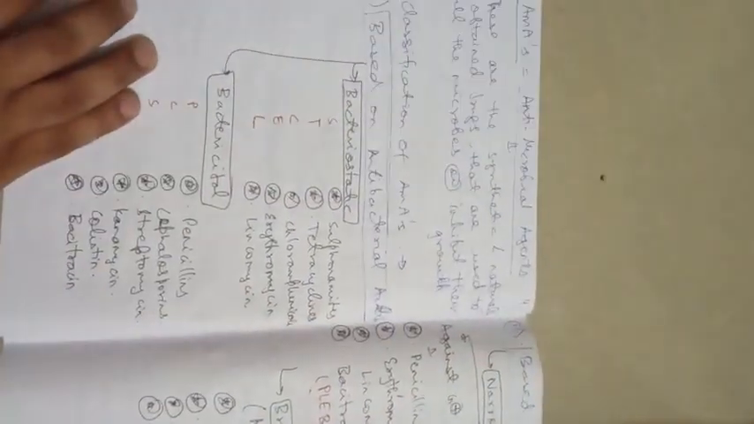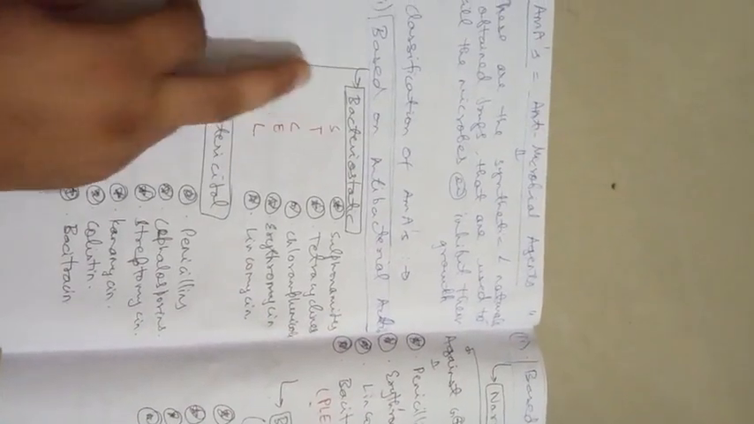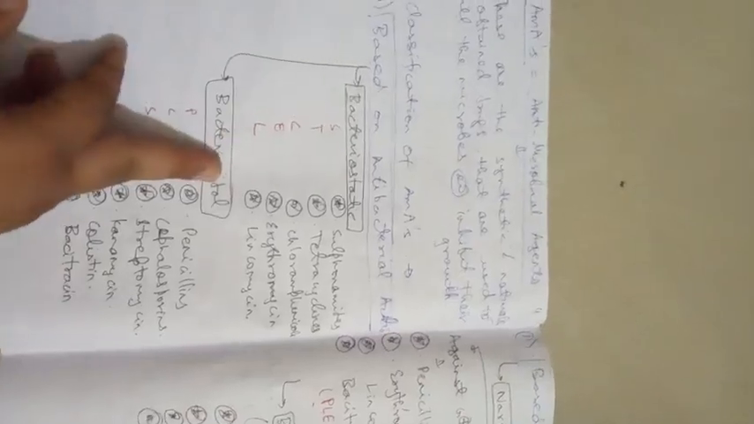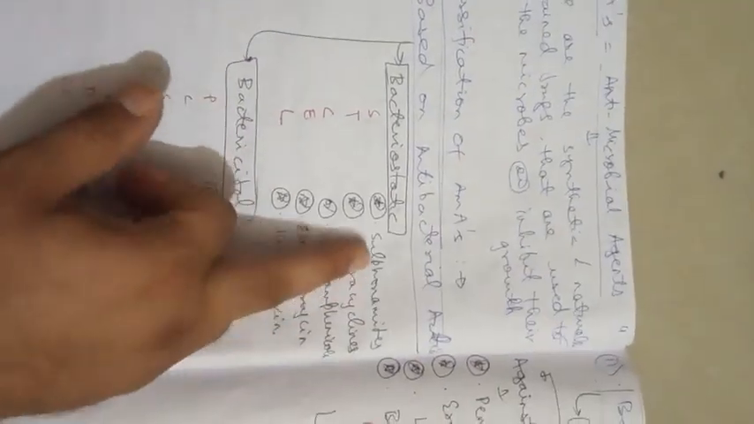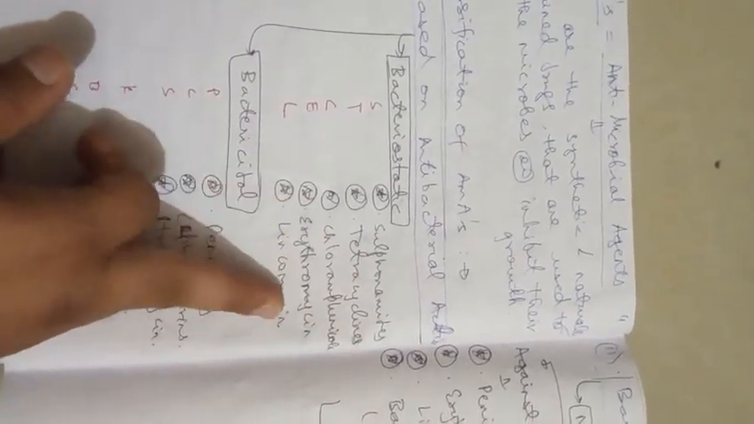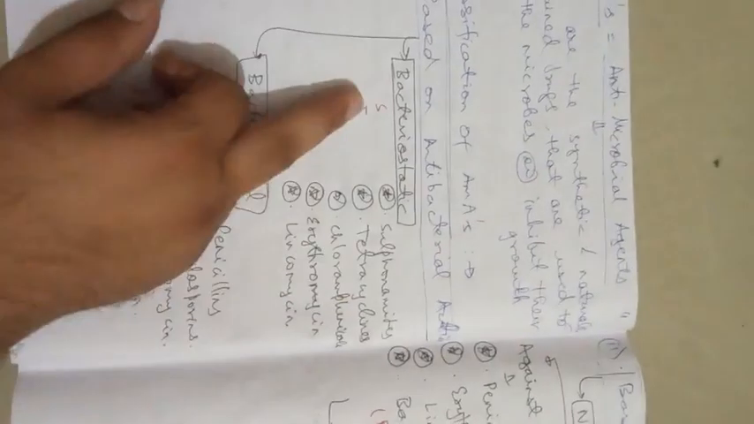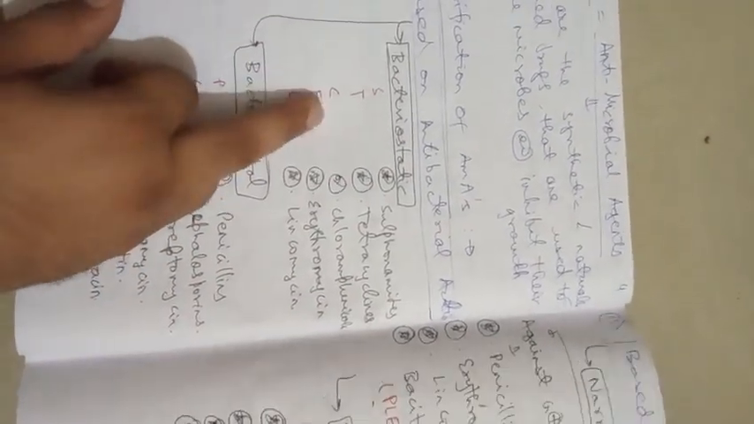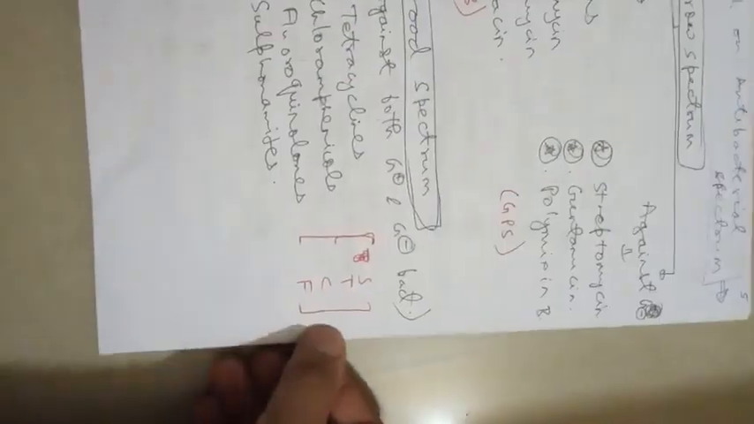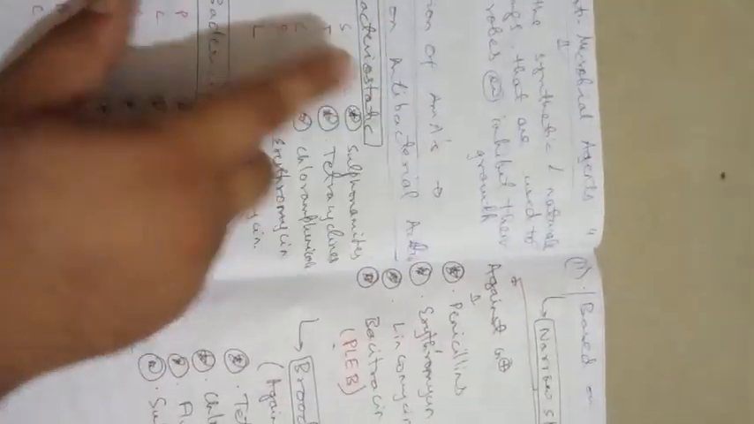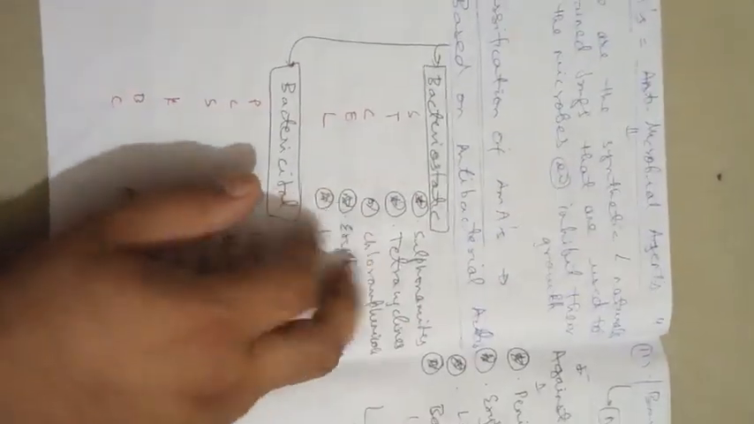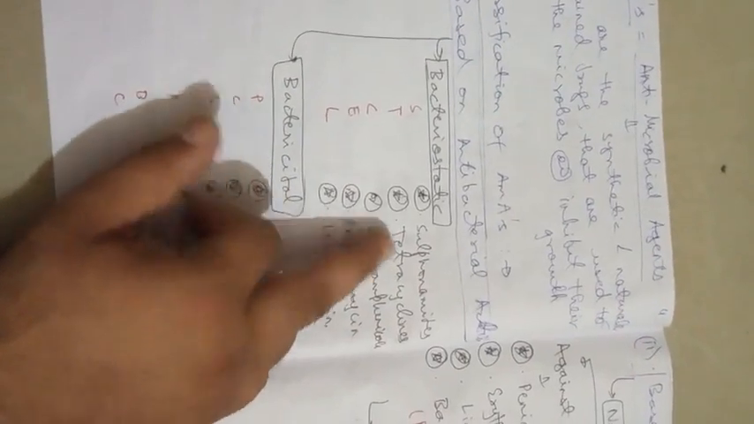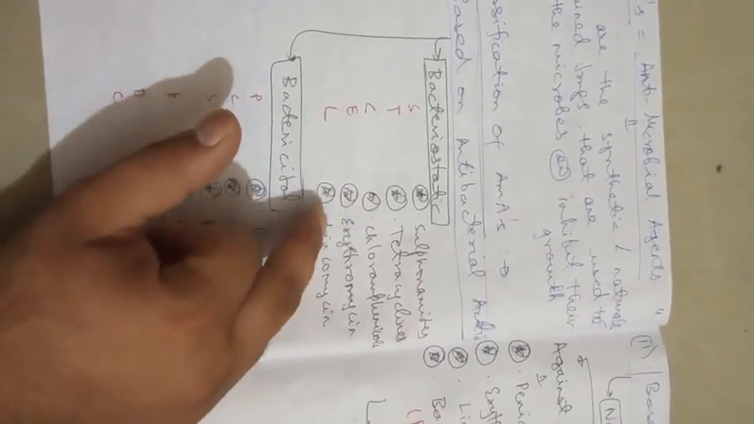First is classification on the basis of antibacterial action. So we have bacteriostatic and bactericidal. Bacteriostatic includes sulfonamide, tetracycline, chloramphenicol, erythromycin, lincomycin. The mnemonic I have made for this is STCEL. It is similar to STCF, only E and F are different, so that is why I made this mnemonic. So STCEL: sulfonamide, tetracycline, chloramphenicol, erythromycin, lincomycin.